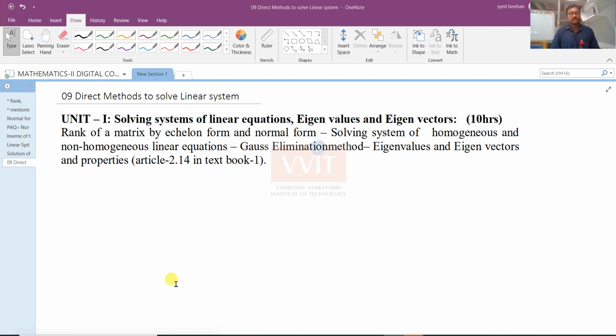Welcome to another session on Mathematics 2. The topic in this one is direct methods to solve linear systems. As per the syllabus, it is given clearly only the Gauss elimination method, but for our knowledge purpose, we'll study both the Gauss elimination method as well as Gauss Jordan's method. Both we'll discuss here. Only a small difference in between.